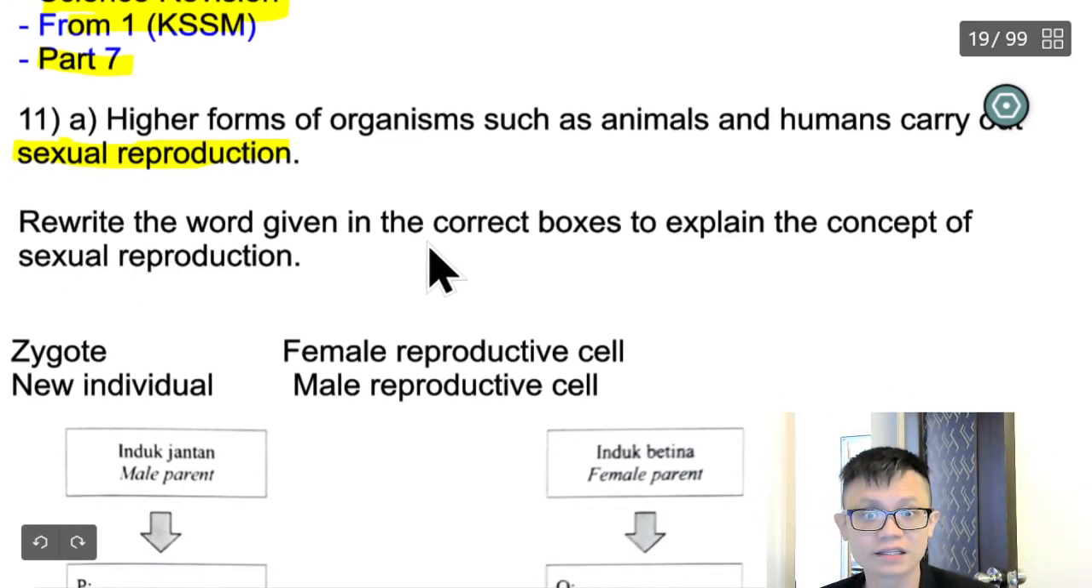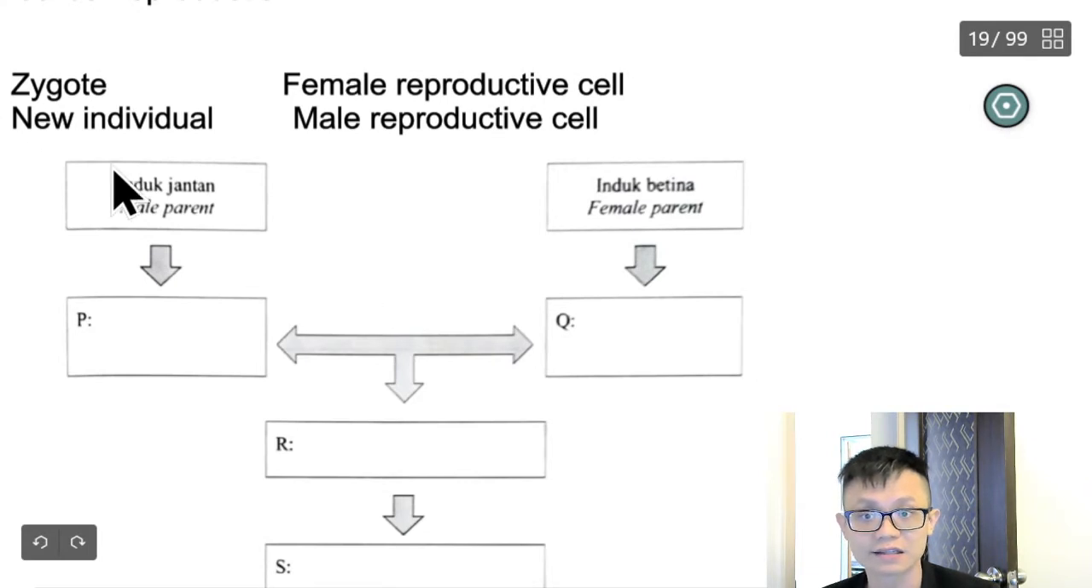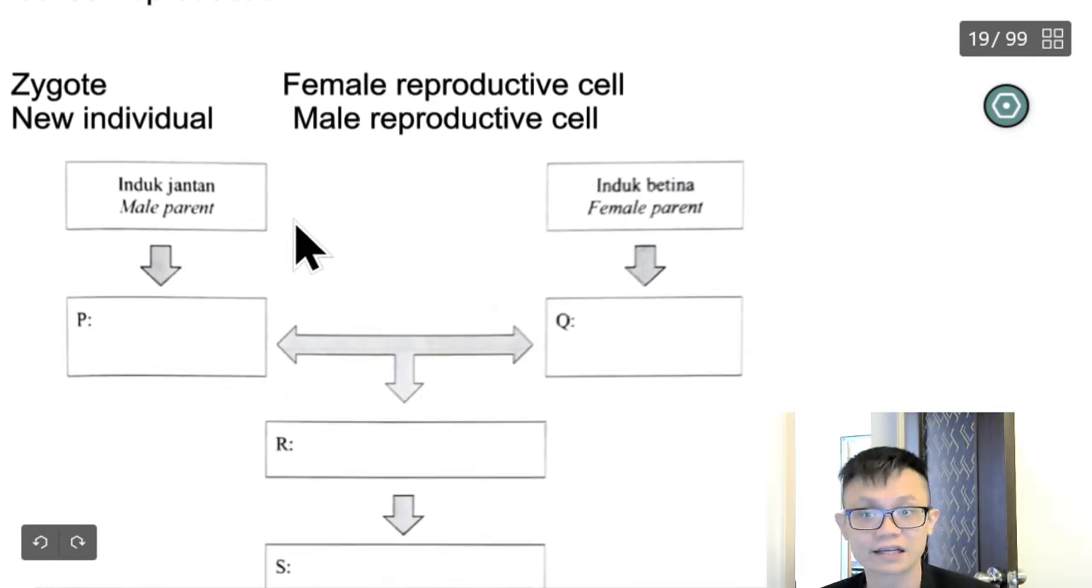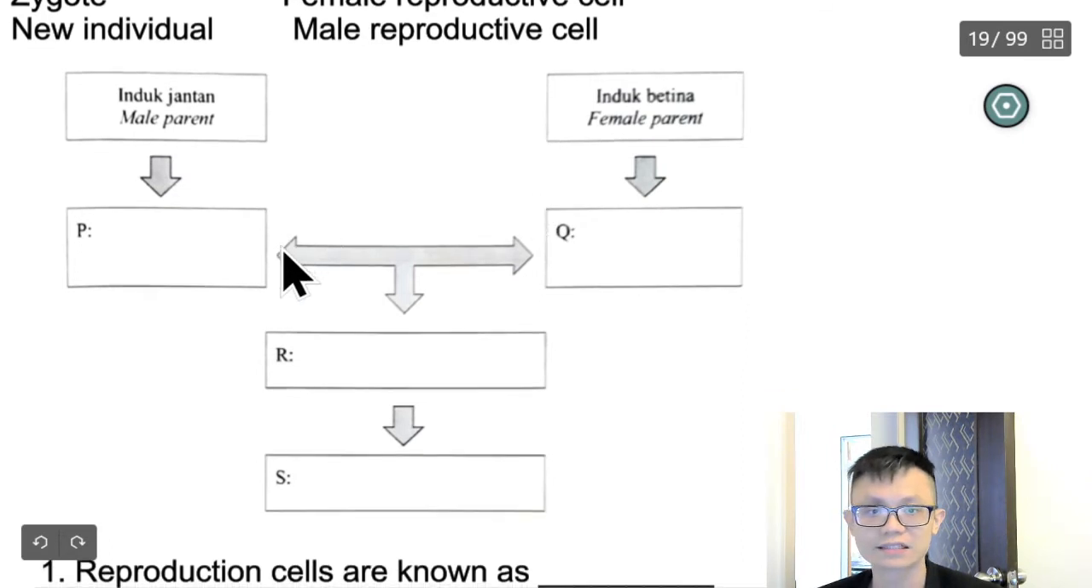Rewrite the words given in the correct boxes to explain the concept of sexual reproduction. So this one, male, female, and this one. So what is the answer? We got zygote, female, new individual, new, male reproductive cell. So what is the answer here?